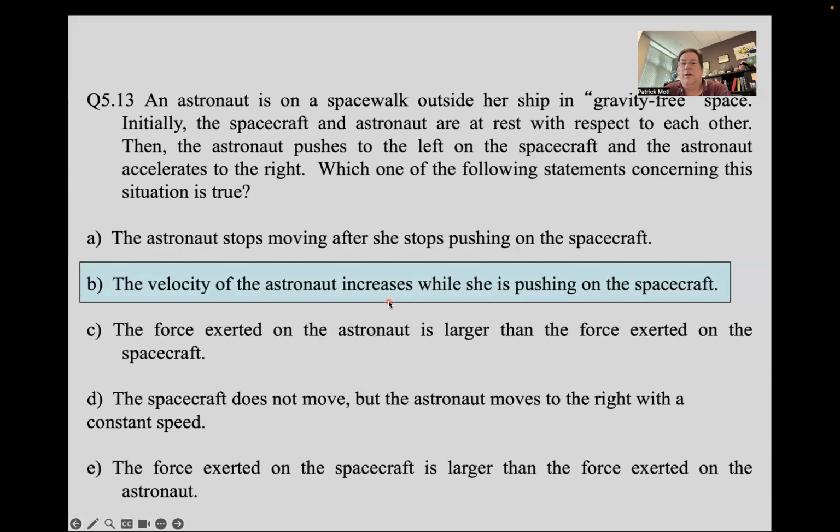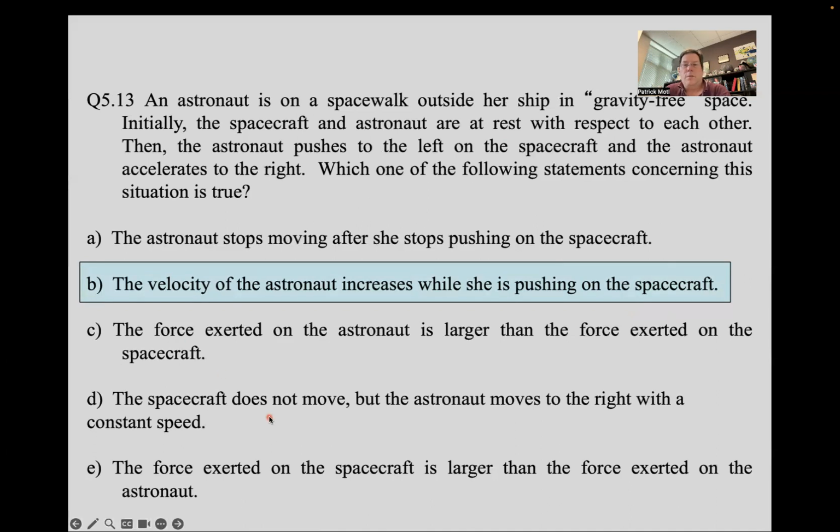The velocity of the astronaut increases while she is pushing on the spacecraft. That is true. That is consistent with Newton's second law of motion. While there is a net force acting on the astronaut, because the spacecraft is pushing on the astronaut, the velocity of the astronaut will change. Okay. The force exerted on the astronaut is larger than the force exerted on the spacecraft. That's impossible. The astronaut can push no harder on the spacecraft than the spacecraft pushes back on the astronaut. That would violate Newton's third law.